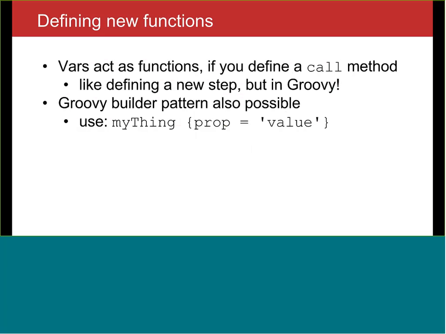And one special thing you can do with this is that if you define a call method, then you're actually creating a function, rather than what looks like a variable. So this lets you essentially make things that look like workflow steps, but you get to define them yourself. And one special variant of a call method, which we're going to demonstrate today, is what's called a builder pattern, where you wind up with something that looks less like a method call and more like a configuration file.